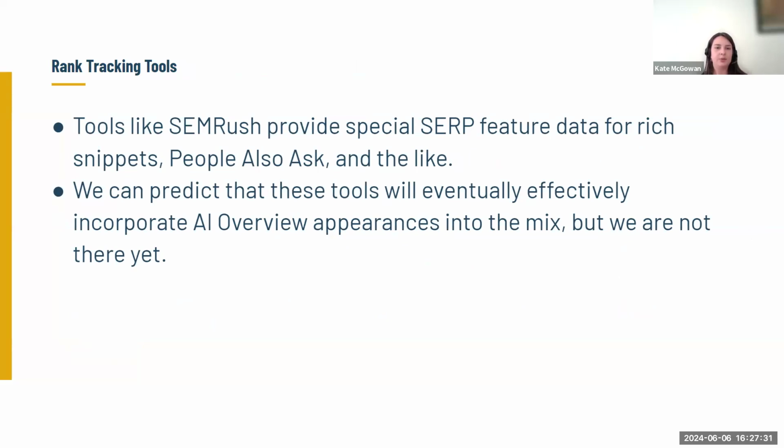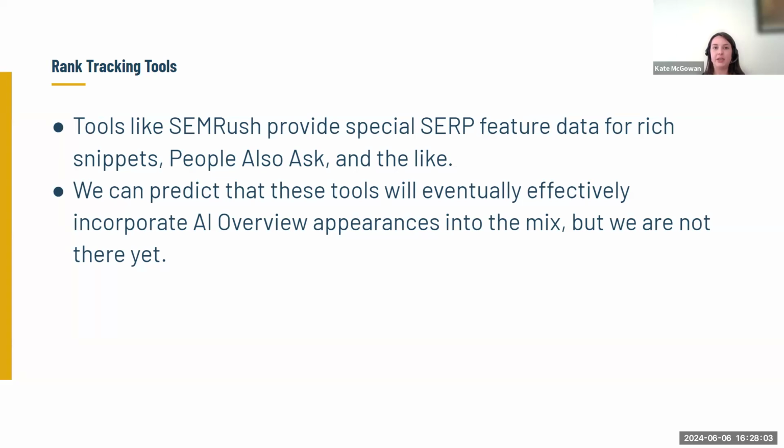So just to speak a little bit more about the tracking and reporting, we still don't know how the tracking will look for AI overviews. We do know that third-party tools like SEMrush started showing tracking tools for rich snippets when they emerged. So we are hoping and predicting that these third-party tools will eventually be able to effectively incorporate reporting from AI overviews and know which keywords are triggering them, know which content is appearing there.